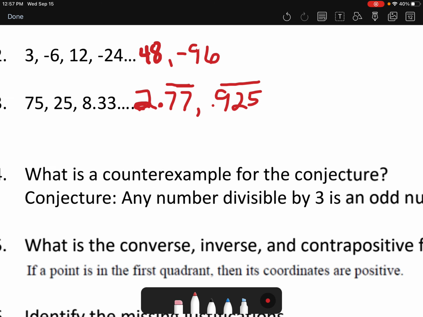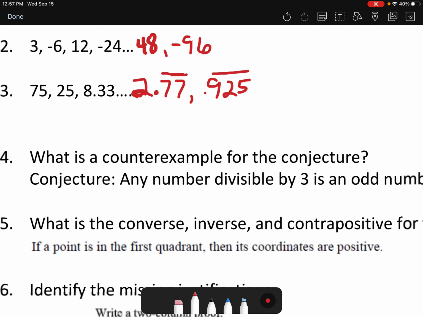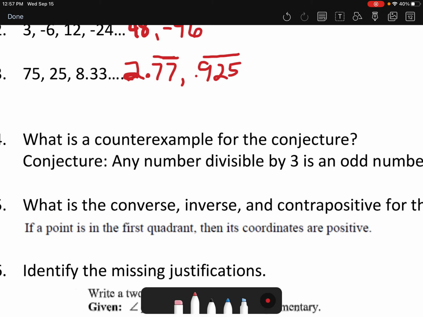All right, so number 4. Number 4 is where it gets a little more interesting. Number 4 asks, what is a counterexample for the conjecture? First we have to know what that word counterexample means. A counterexample is something that by its existence disproves a statement.